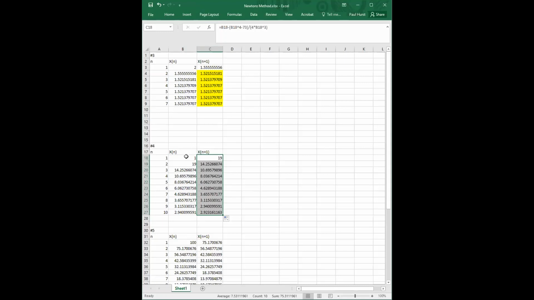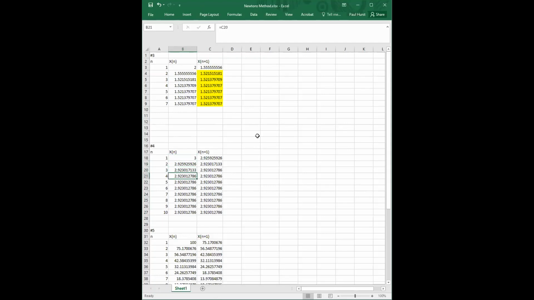So let's choose something that's closer as our initial value. Maybe 3. So let's see here. 3, yeah, that probably would be closer. So if we start with a 3, then that converges pretty quickly.